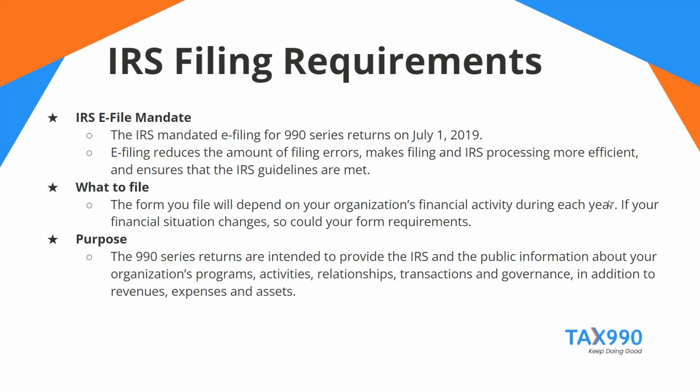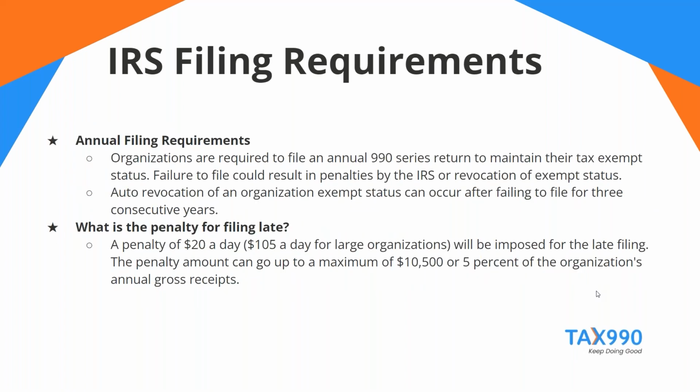An organization is required to file a 990 series return to provide the IRS and public with information about the organization's programs, activities, relationships, transactions, and governance, as well as information on revenue, expenses, and assets. Basically, it's used to ensure the organization is following its mission, exempt purpose, and using funds appropriately. An organization is required to file a 990 series return on an annual basis to maintain its tax exempt status.